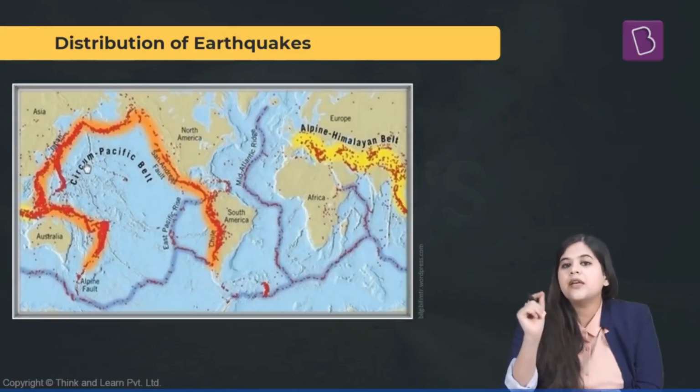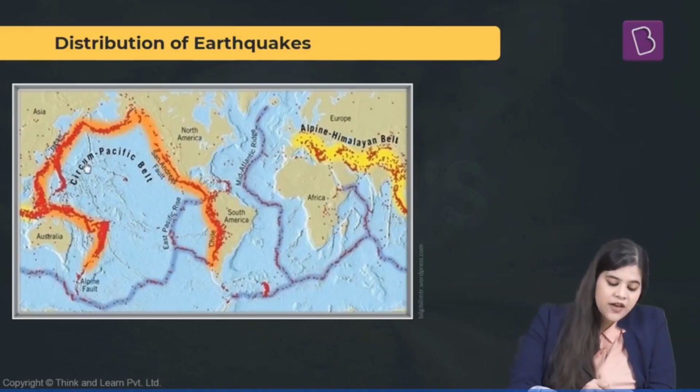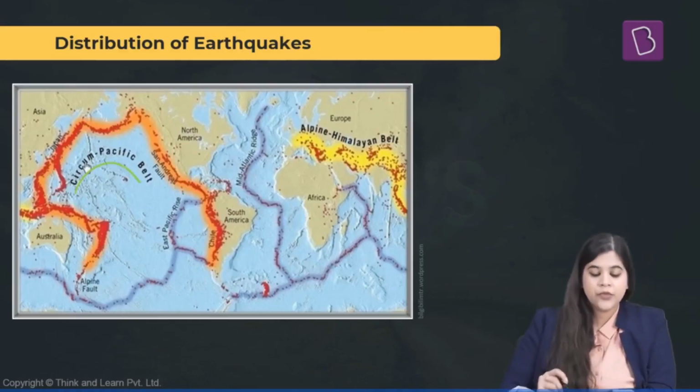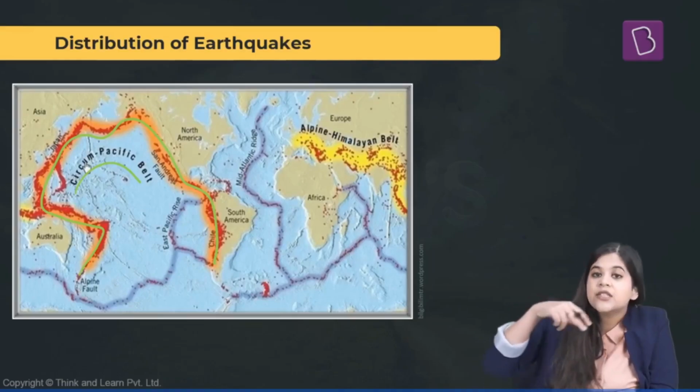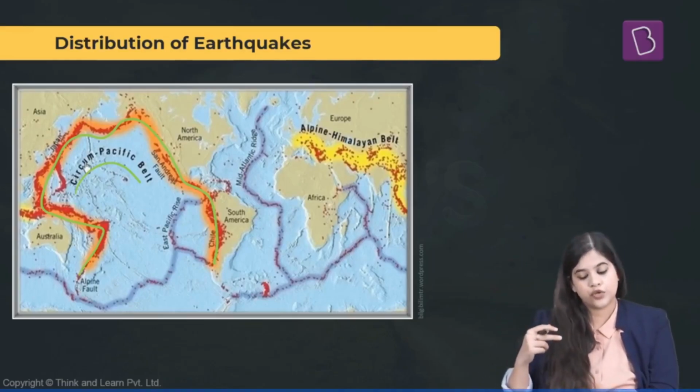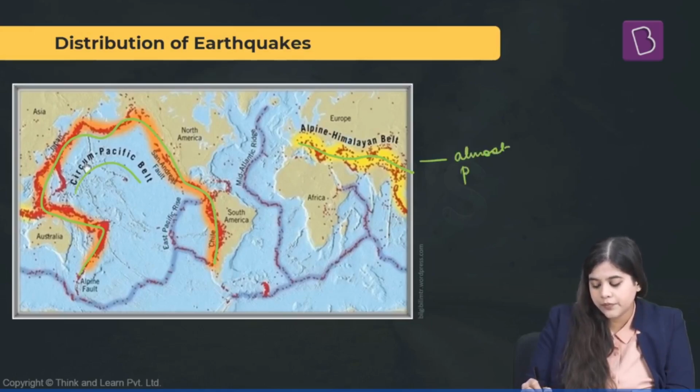You can see here very clearly the various belts of which we were talking about in the previous slides. First, we have the Circum-Pacific belt. Now, this belt, as you can see, is encircling the whole Pacific Ocean. We also have the Alpine Himalayan belt, which is almost parallel to the equator.